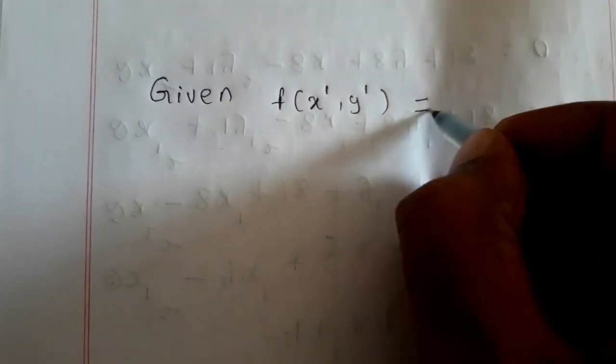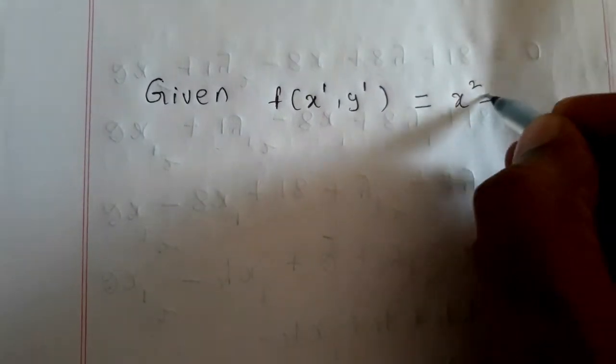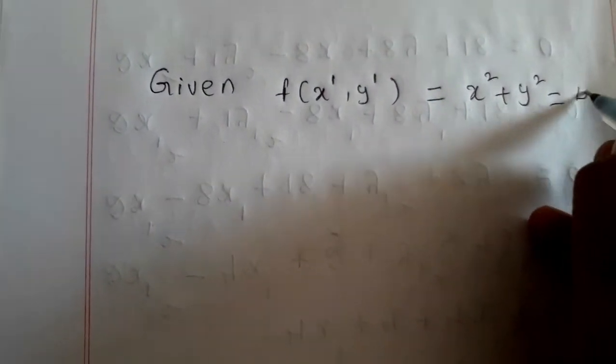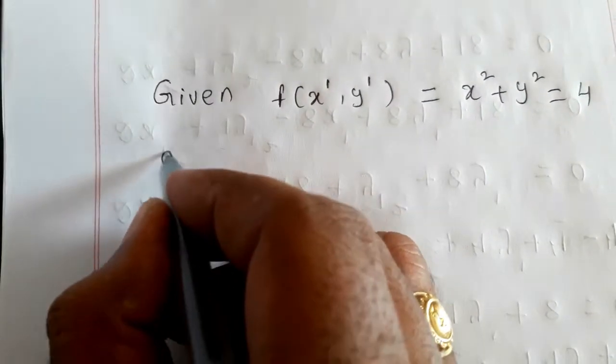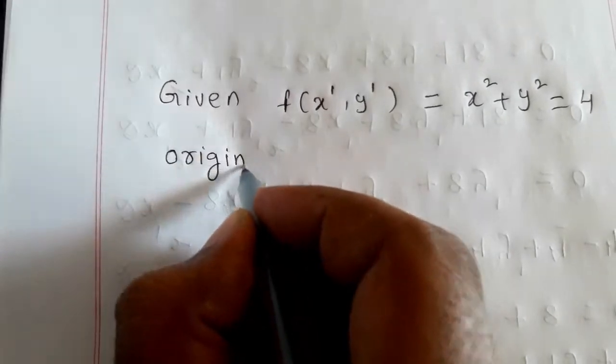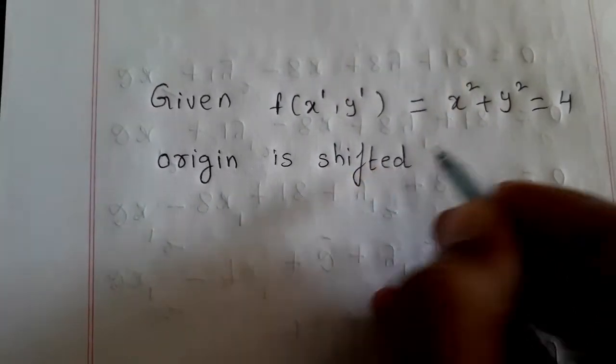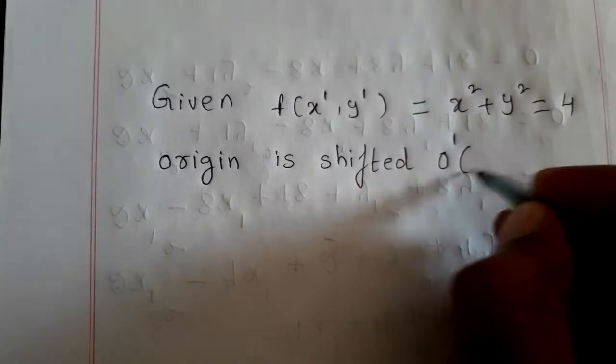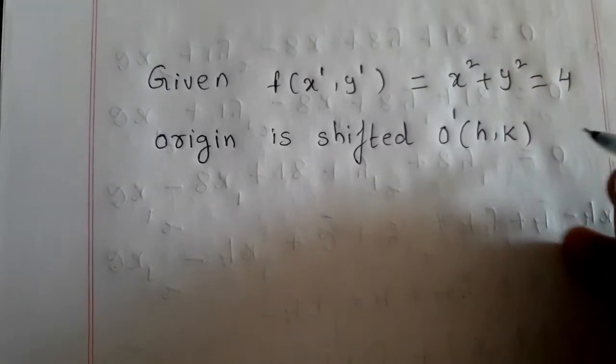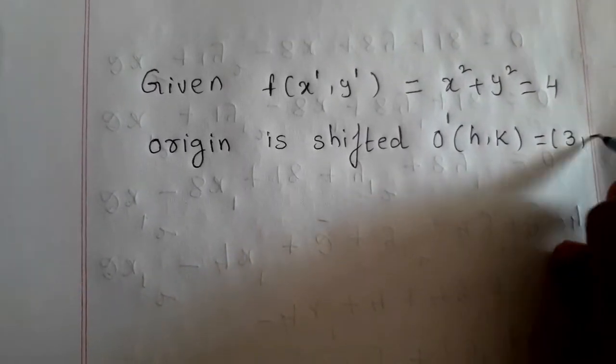So he was saying that the transformed equation is given. So the changed equation he has given, that is nothing but f of x dash comma y dash, that is equal to x square plus y square is equal to 4, and the shifted origin is given. The origin is shifted to O dash, h comma k, that is equal to 3 comma minus 4.